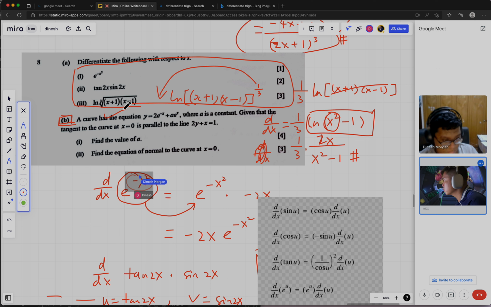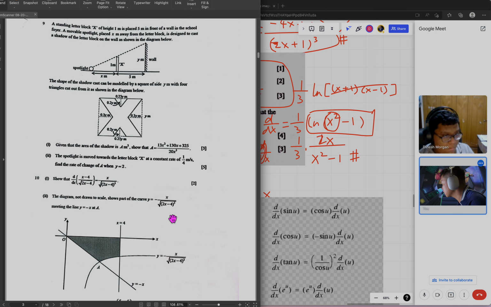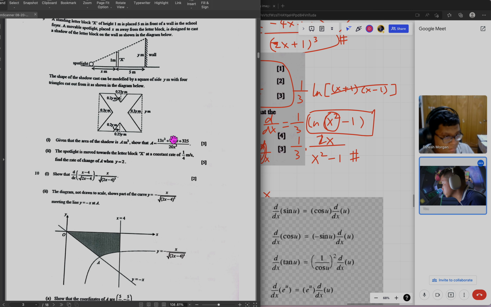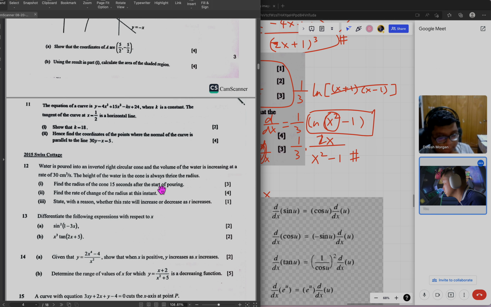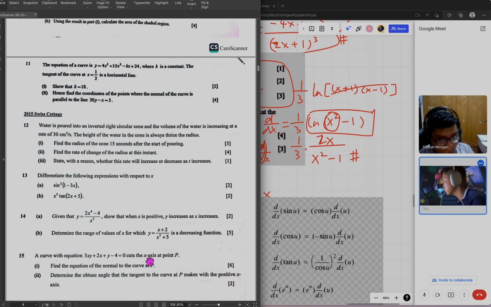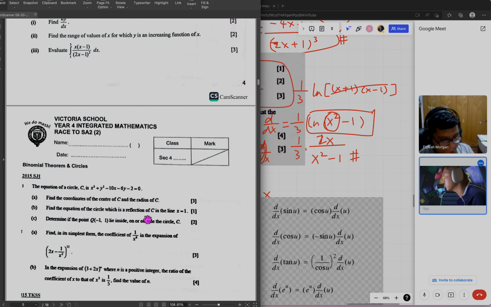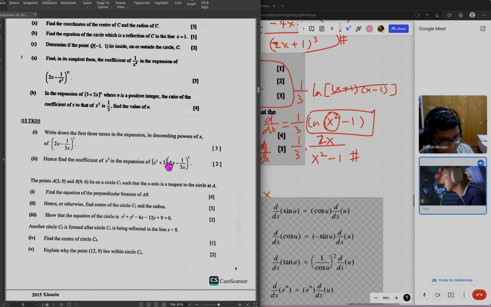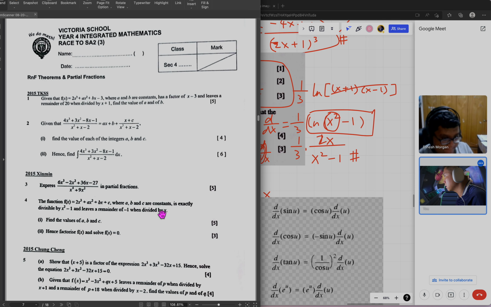This differentiation question looks easy. So let's see if there is a more interesting one. Oh, they asked me to show this. Differentiate the following with respect to x. And so far, all the differentiation I'm looking at here from your revision materials, they are quite friendly, to be honest. Oh, this one.